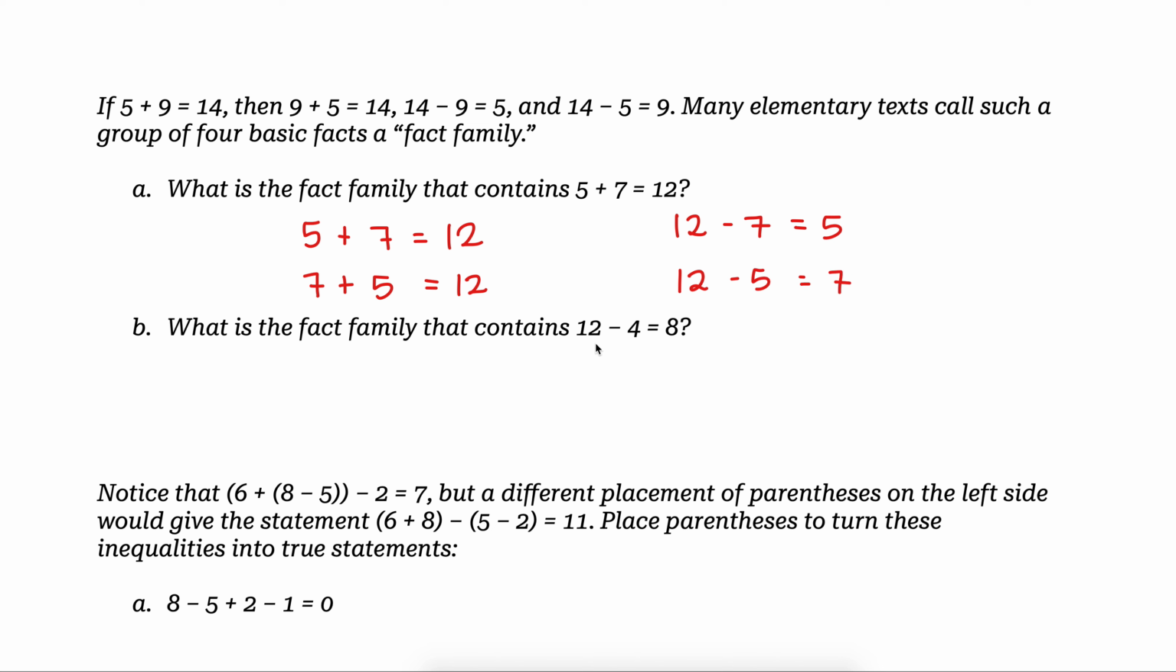So here I've got, what is the fact family that contains 12 minus 4 is 8? So I'm going to write 12 minus 4 is 8 here. That's the same thing as saying 8 plus 4 is 12. Commutative property tells me 4 plus 8 is 12. And then 12 minus 8 is 4. So those are fact families. So if you hear that phrase, that's all it's referring to. And it's actually very important to learn that addition and subtraction are so interrelated to one another.